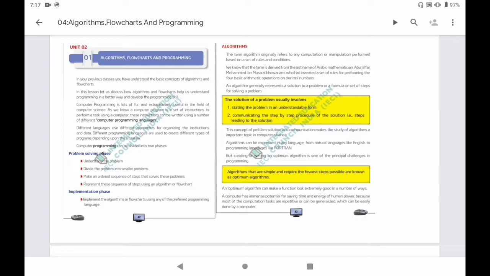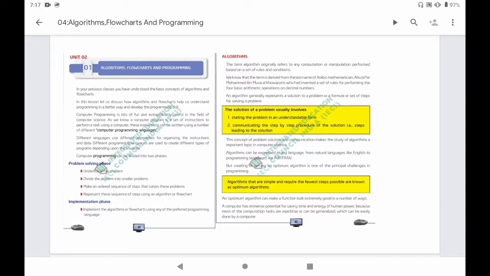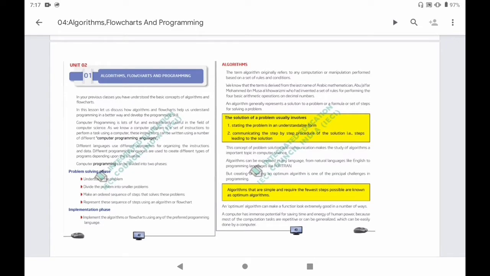Different languages use different approaches for organizing the instructions and data. You have heard about C, C++, Java, Python, .NET, and many more languages in computers. Each and every language has some differences in execution or coding, and in the organization of the instructions and also the data.